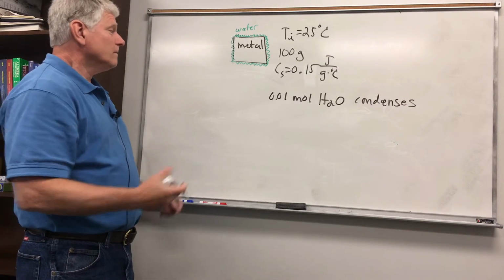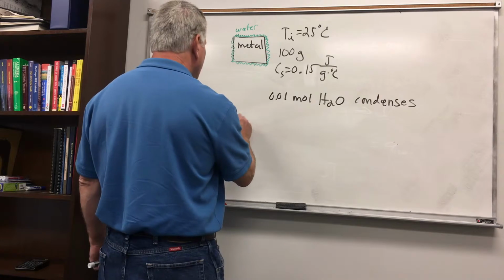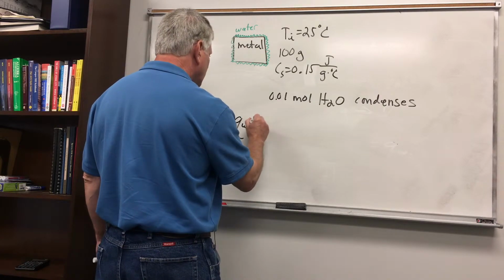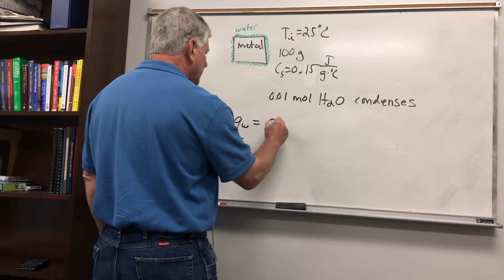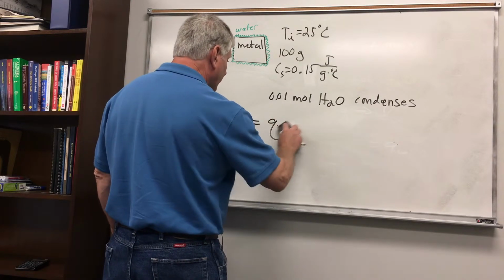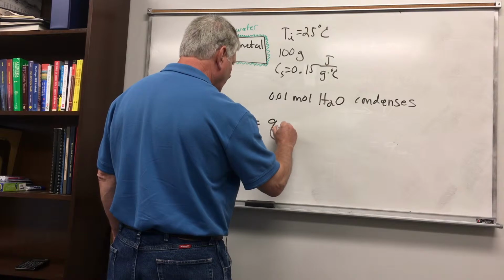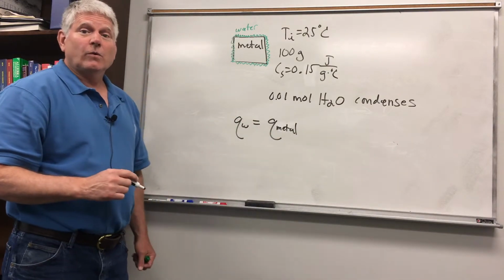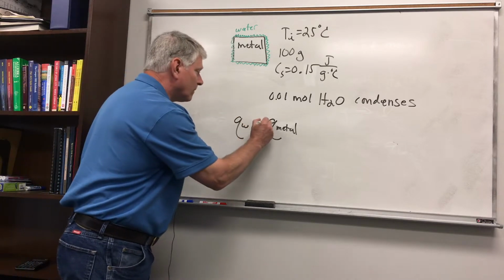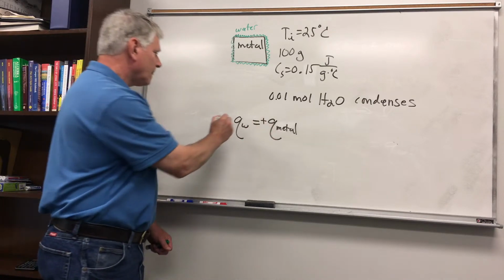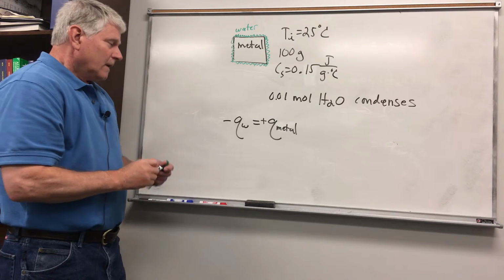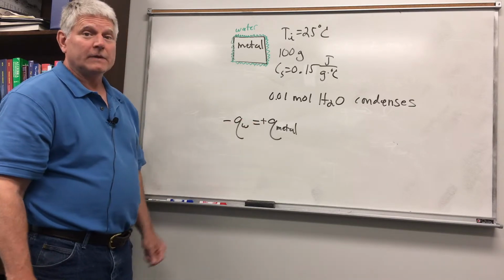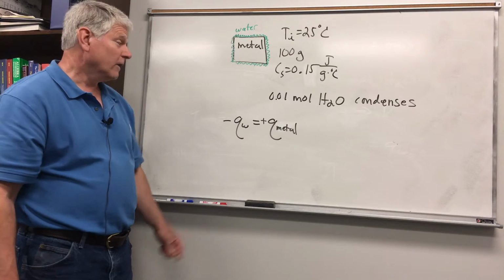So we'll have Q for the water and Q for the metal. Now one's going to lose heat and one's going to gain heat. So we need to designate that by signs. So we need to show the direction of heat flow.